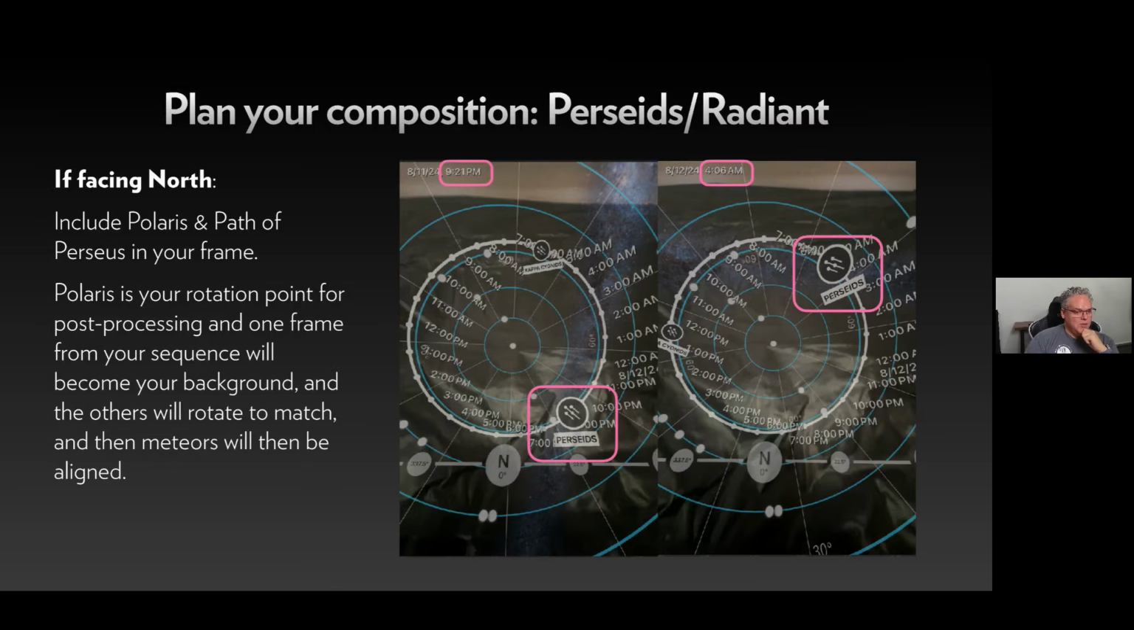When you are planning what direction to face in, if you want a radiant, you got to keep Polaris in view, because later on you're going to use Polaris to rotate all of your images to make the meteors point towards their origin, which would be Gemini in this case. If you don't include Polaris in your frame, it's going to be very hard to make an accurate radiant image where all of the meteors point towards Gemini.